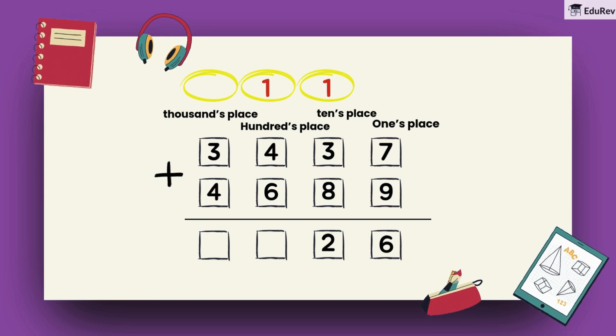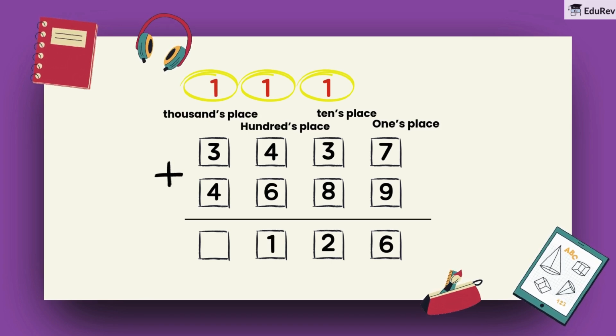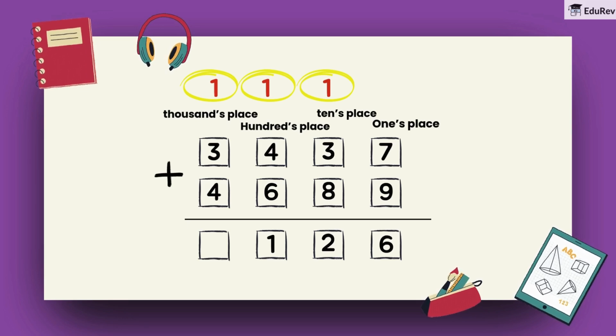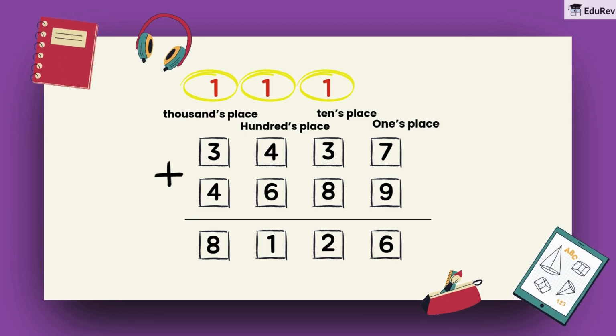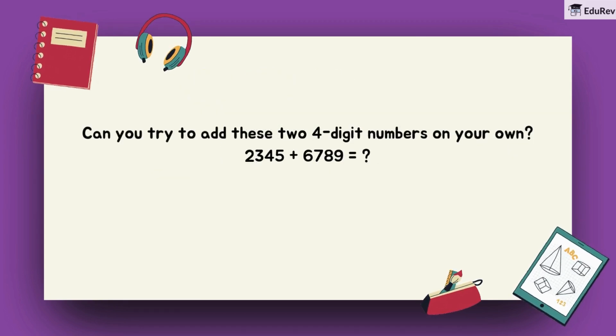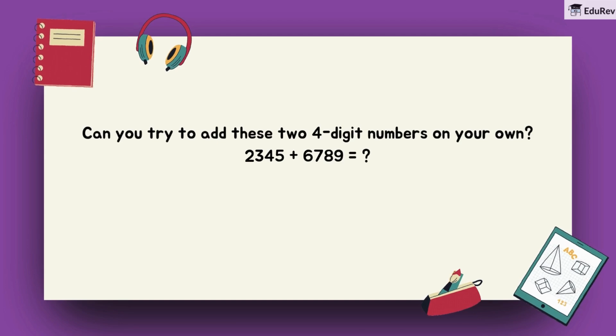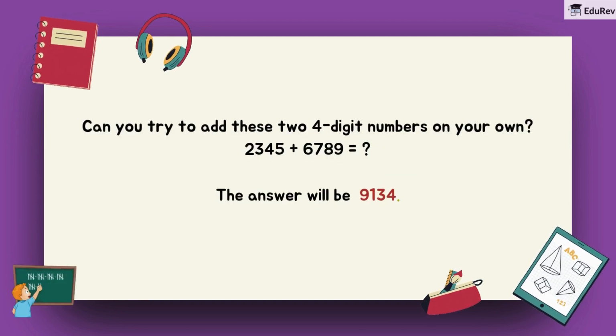Adding the digits at hundreds place, 4 plus 6 plus 1 equals 11. 1 is the result of addition at hundreds place while another 1 is carried over to thousands place. Now, adding the digits of thousands place, we get 3 plus 4 plus 1 equals 8. Hence, the final answer is 8126. Now, can you try to add these two 4-digit numbers on your own? 2345 plus 6789? The answer will be 9134.